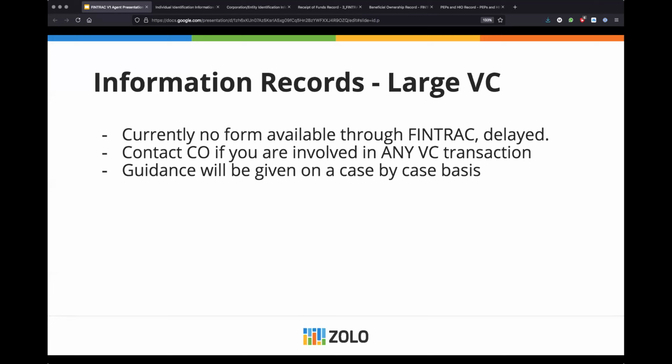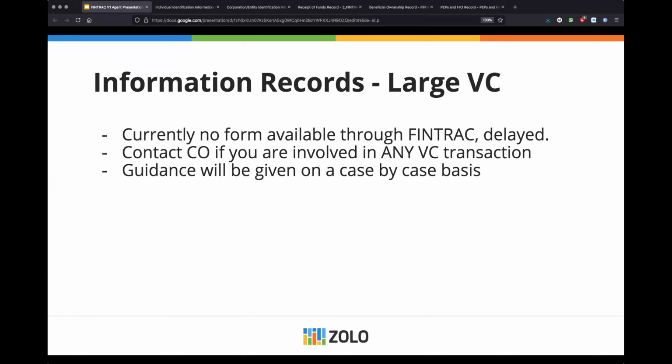are required to be recorded as well and reported to Fintrac. There is no current form for large currency VC transactions. That's just something that is relevant to me and not to you, but it's important for you to know. So I will be collecting the information on the large cash transaction record, all of the same information as well.